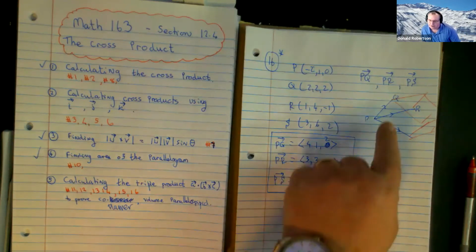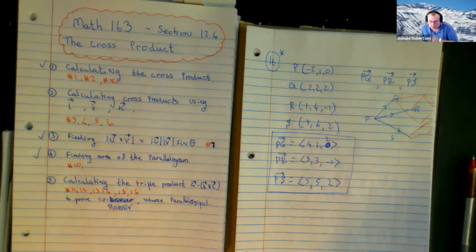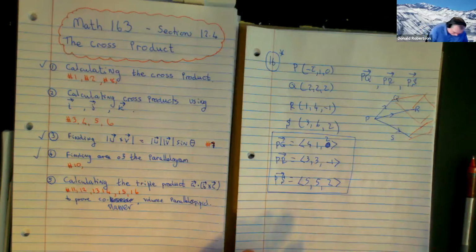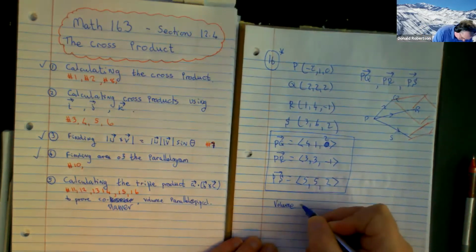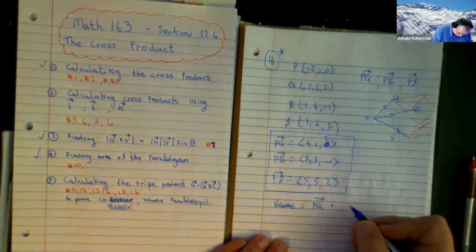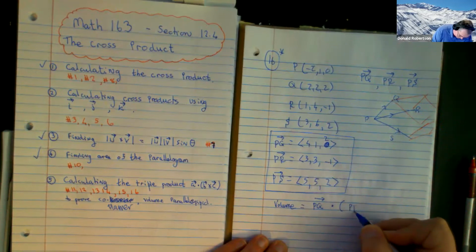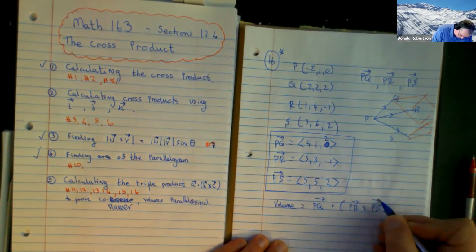So these are basically the 3 vectors that I drew, right? It doesn't matter who you make the first and who you make the other 2, right? Since none of them have got zeros, I don't think it matters. So I'm just going to do them in order. And the volume then is the triple product, the first one, and the cross product of the other 2.